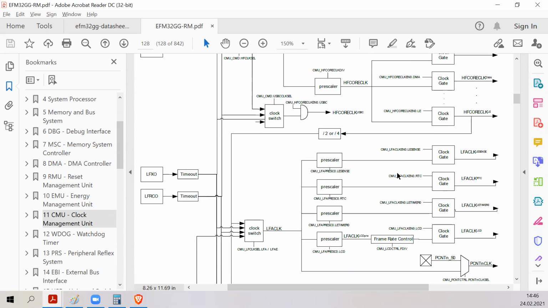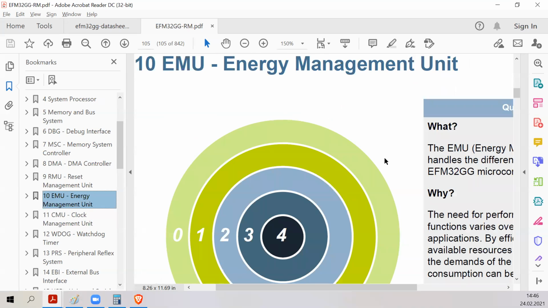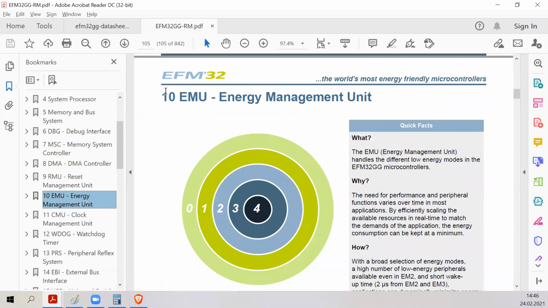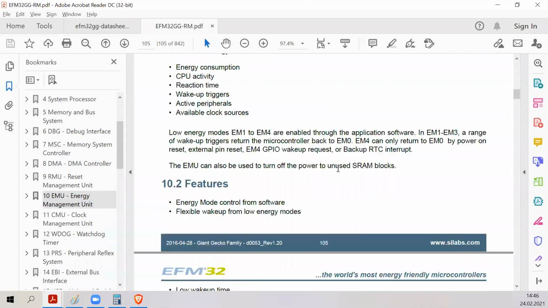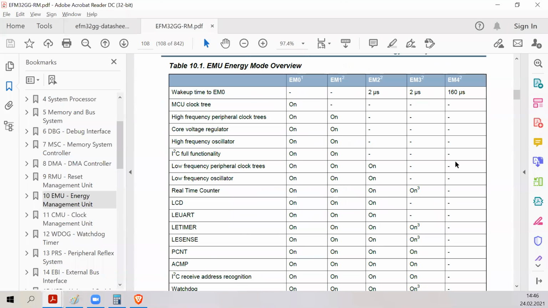Okay, so knowing this, we can also check out the table of energy management unit. It's called energy management unit. In the microcontroller, it's a block that controls the peripherals. And this microcontroller basically has 5 different energy modes. Okay, we have a question. Oh, just yes. 5 different energy modes.